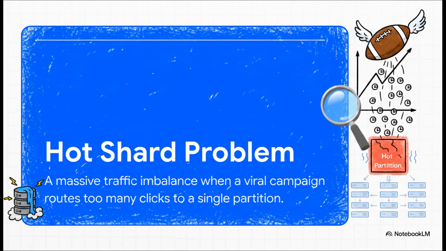Suddenly, that single campaign accounts for maybe 30% of all global click events. That specific campaign's traffic completely melts a single Kafka partition and overwhelms one Flink task, causing massive latency spikes. Meanwhile, the rest of your servers are just sitting there completely idle.